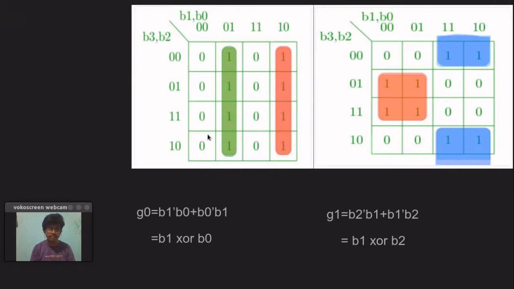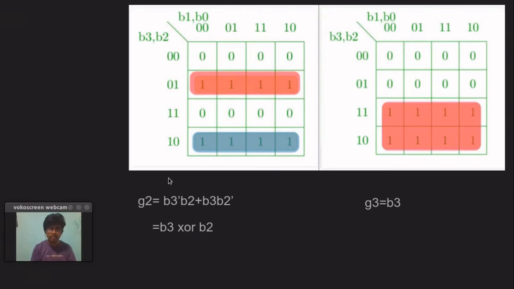So from the K map we can see that G0 equals B1' B0, which is coming from this, plus B0' B1, which is coming from this. And as we all know, B1' B0 plus B0' B1 is B1 XOR B0. So G0 is B1 XOR B0. Similarly, looking at the K map of G1, we get G1 equals B2' B1, which is coming from this part, plus B1' B2, which is coming from this part, and we know this equals B1 XOR B2. So G1 is B1 XOR B2.